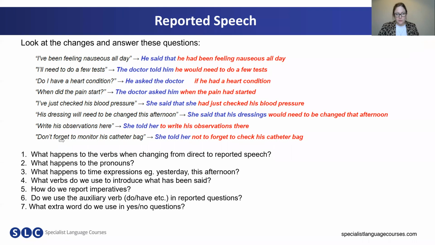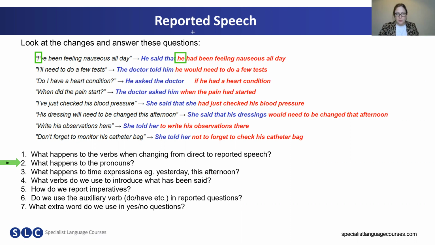Let's look at the next question. What happens to the pronoun? So as I said before, it's like we're stepping out of the conversation and looking in from outside. So obviously you're not the person who spoke, you're not the I, so you need to say, he said it, yeah? He said he had been feeling nauseous, or she said she wanted to go to the bathroom, for example. So I changes to he or she, we changes to they.